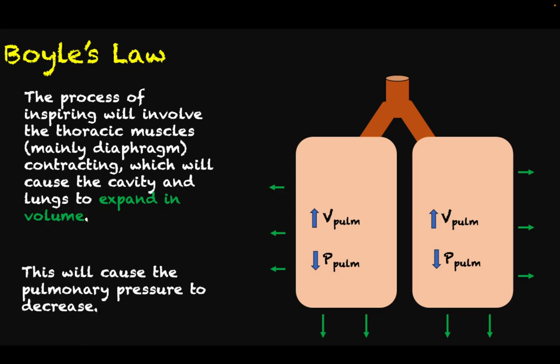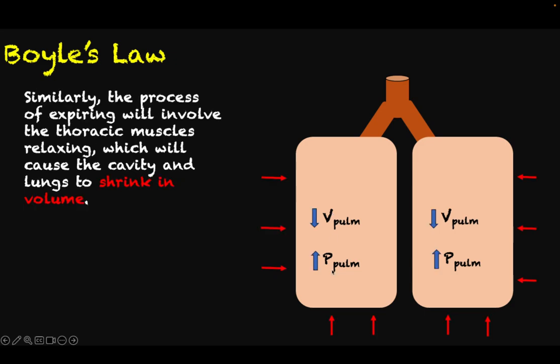But what we can see from that is because of Boyle's law, that is going to cause the pulmonary pressure inside the lungs to go down. Since the volume of the container went up, the air pressure inside has to go down.